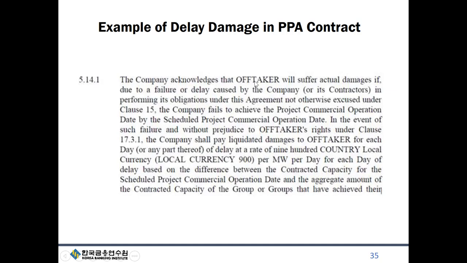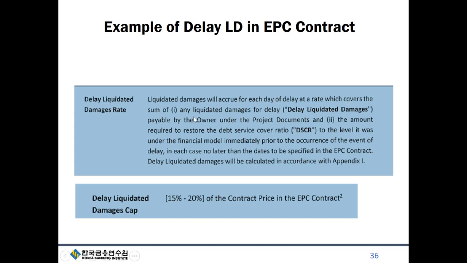Here I try to put a little example. The off-taker will suffer damages due to a failure of the company. If it doesn't achieve COD on the scheduled date, they're going to have to pay some amount per megawatt per day. I have to disguise this. Then you have an EPC contract that mirrors this one. It says liquidated damages will cover the amount payable under the PPA, or concession agreement, and also the amount needed to restore the DSCR to where it was, because there's more interest during construction. And then there's a limit on the liquidated damages.